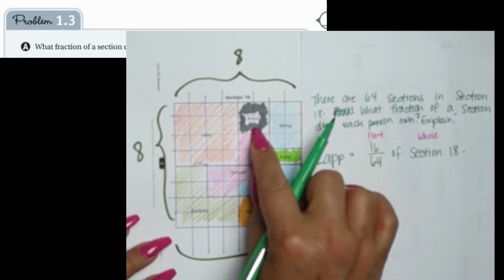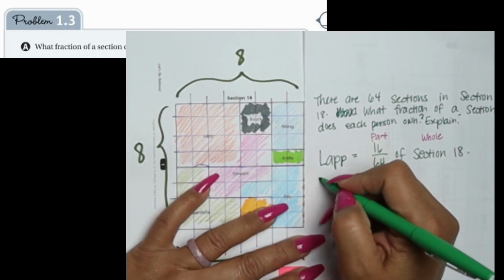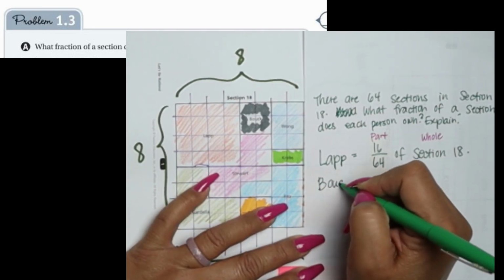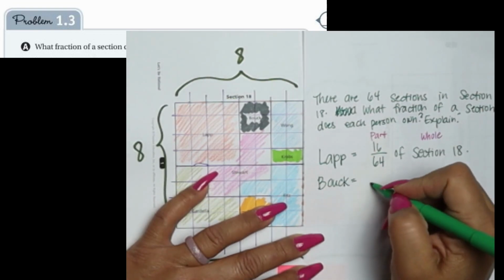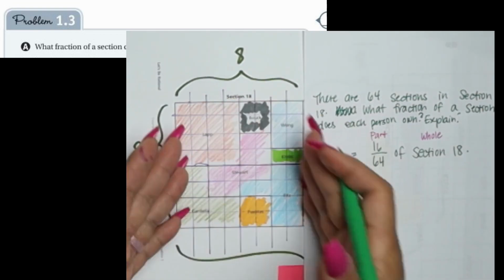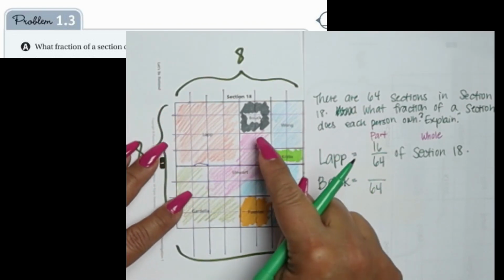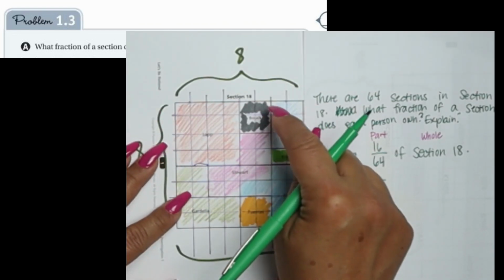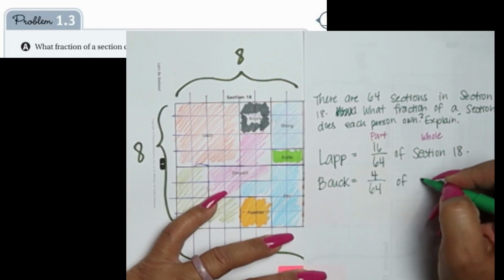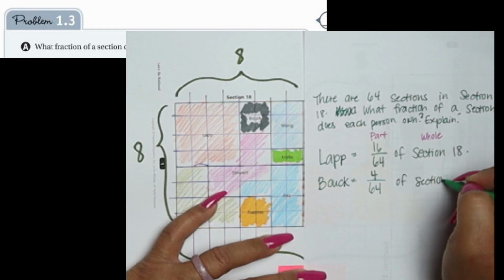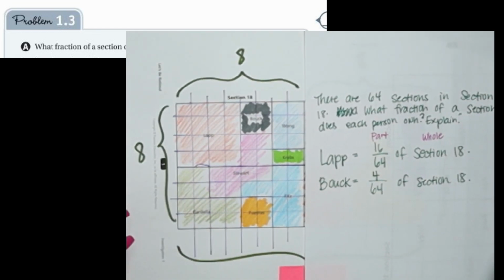Bach, this person, and I'm sorry that it's not this person. I'm going to spell the name because I don't know how to say it, but Bach. Bach out of 64, the whole, they have 1, 2, 3, 4 64ths of section 18. Now I'm sorry that it's blurry.